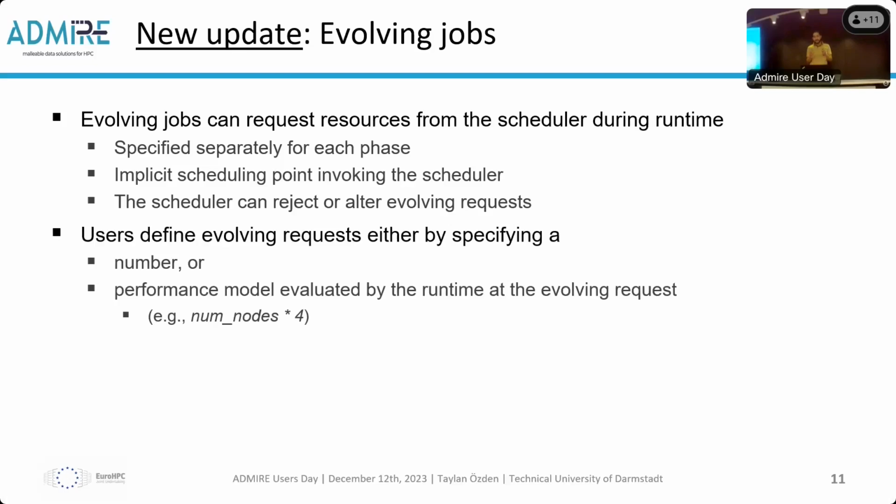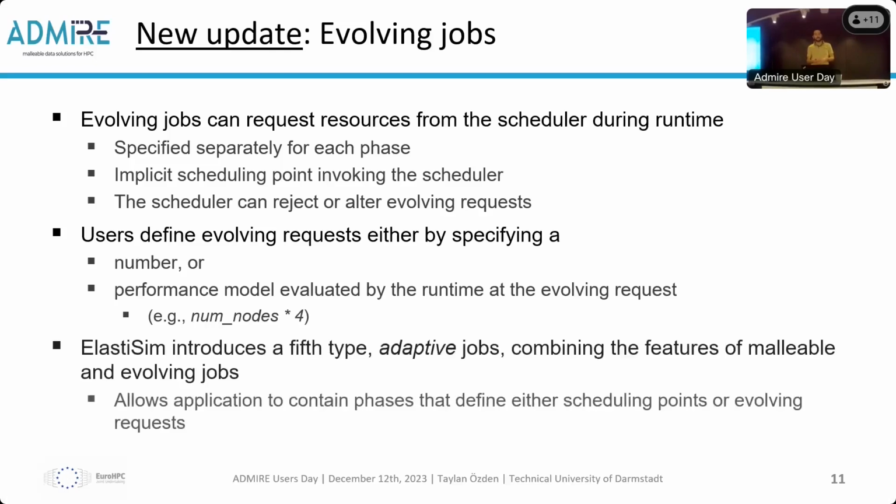Like we have it with the payloads for the task, for evolving requests we can also use a single number or a performance model. So once again, you can take a function like number of nodes times 4, which will essentially mean that the current number of resources assigned to the job should be multiplied by 4, so that we can expand in the next phase, for example.